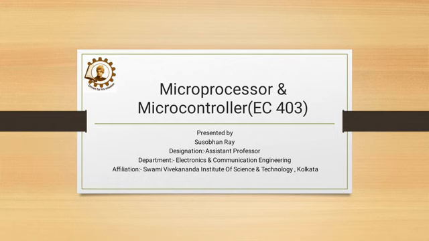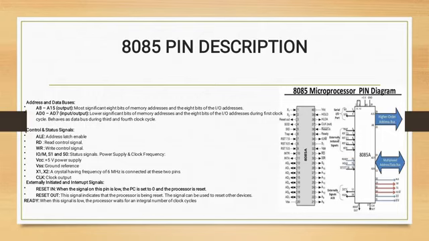Science and Technology. Today, I am going to discuss the pin configurations of Intel 8085 microprocessor. Here in this diagram, we can see the schematic diagram of Intel 8085. It describes the various pins and their functions as follows. If we focus on this diagram, we can see that there are address and data buses, some control and status signals, and externally initiated and interrupt signals are also present there.